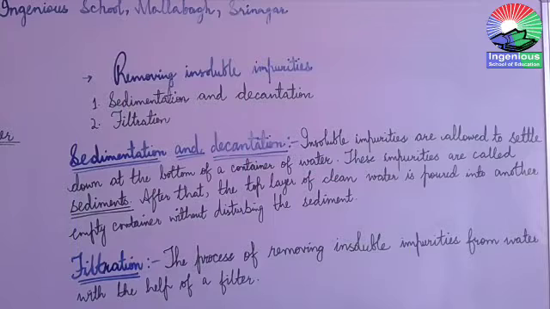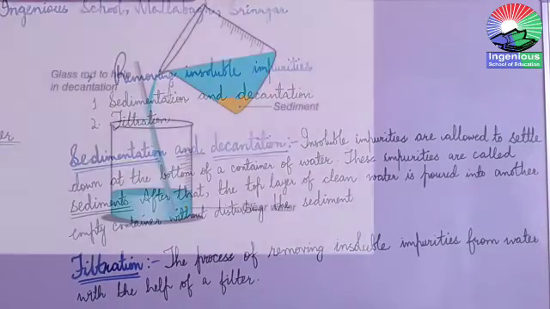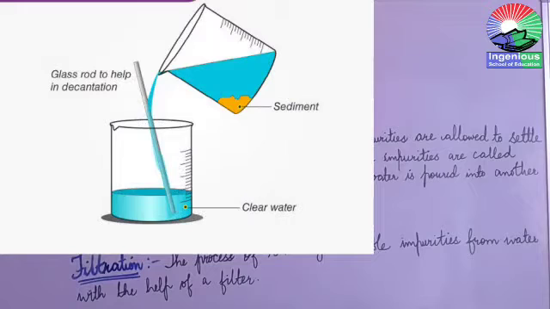After that, you will separate the sand from water by pouring the clear water from the top slowly into another beaker. How will you do it? You will just pour the layer of clear water that is above the sediment into another beaker without disturbing the sediment. This process is called decantation.